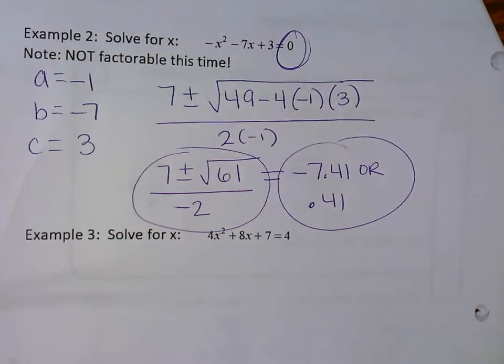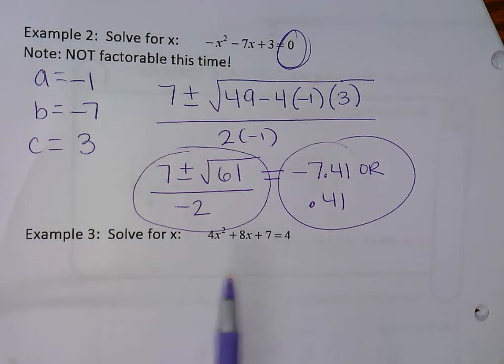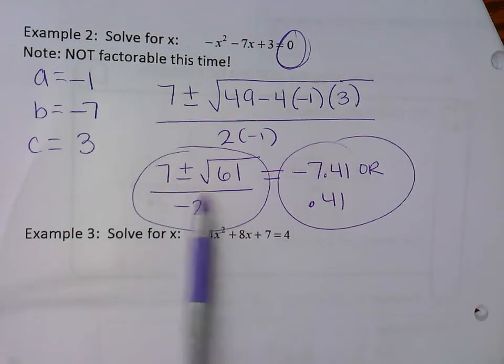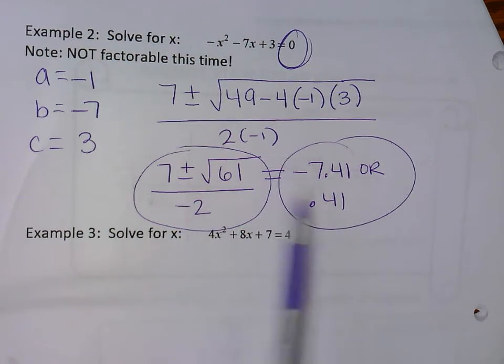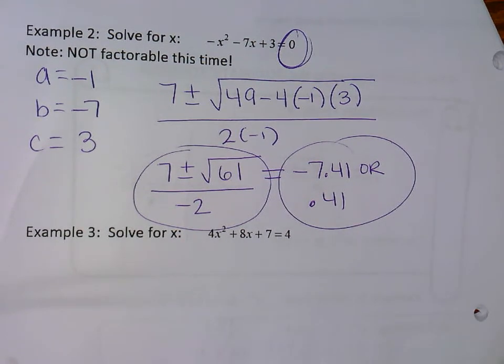It's your choice. Either leave it in reduced radical form, this one can't go any further, or leave it in decimal form if you have to graph it, but you would have to use a calculator for the quadratic formula.